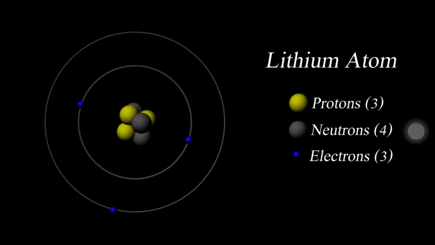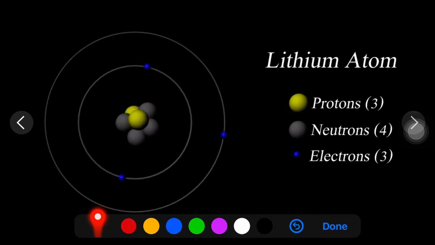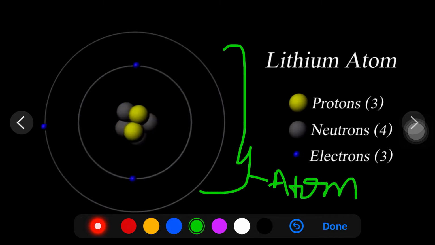Let's recall a few questions. What is meant by matter? Students, you are all aware that matter is made up of very small, very tiny particles. Now, what is an atom? An atom is the smallest particle of an element.